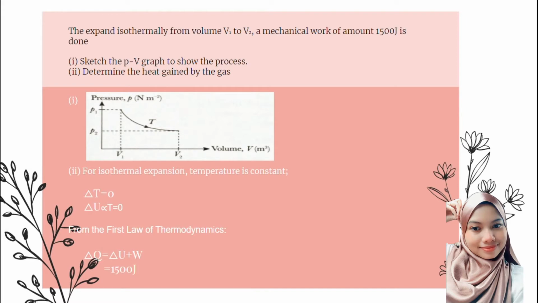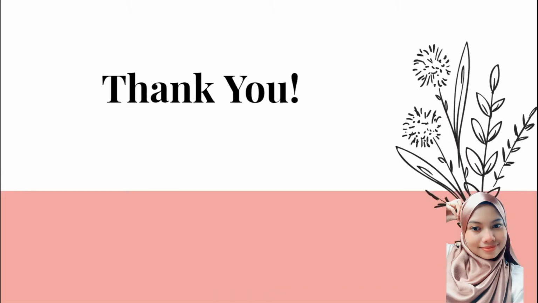Second, determine the heat gained by the gas. For isothermal expansion, temperature is constant, delta T equals 0, and delta U is directly proportional to T and will equal 0. From the first law of thermodynamics, the equation is delta Q equals delta U plus W. It will give the answer of 1500 joule. Thank you.